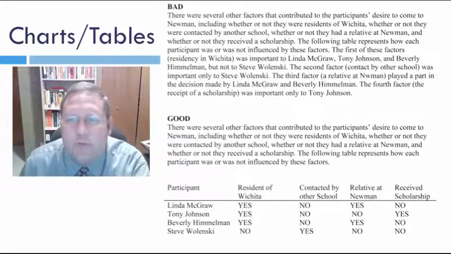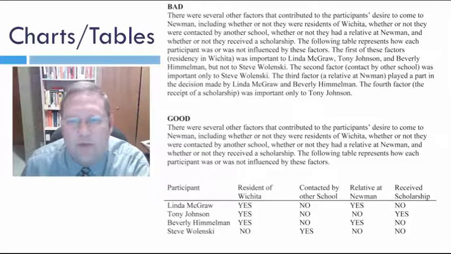There were several other factors that contributed to the participants' desire to come to Newman, including whether or not they were residents of Wichita, whether or not they were contacted by another school, whether or not they had a relative at Newman, and whether or not they received a scholarship. The following table represents how each participant was or was not influenced by these factors.